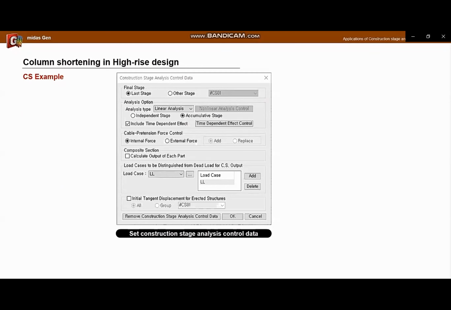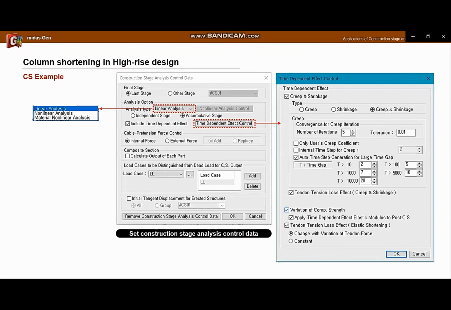Before performing the analysis, you can set the following analysis environment. First, in the analysis type, we can select a linear analysis, non-linear analysis, and material non-linear analysis. And in the analysis of time-dependent material properties, set conditions such as iteration number and time step. And the control to pay attention to is to set the load case to be distinguished from dead load. If not set, all gravity loads such as live load are included in the dead load, and only the result for dead load is output.